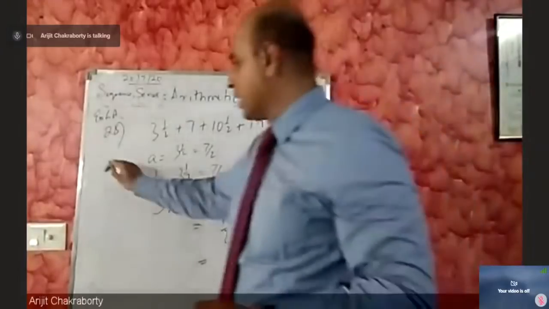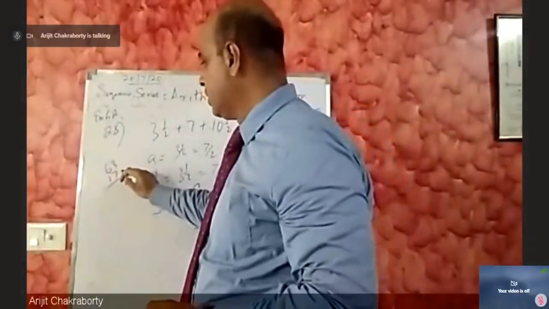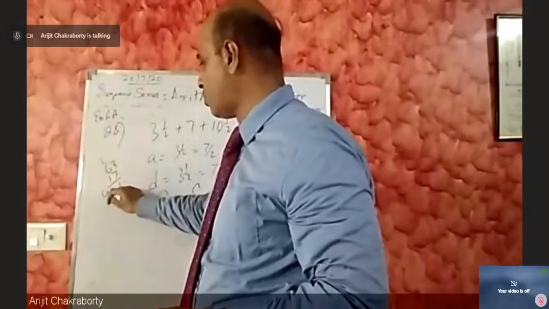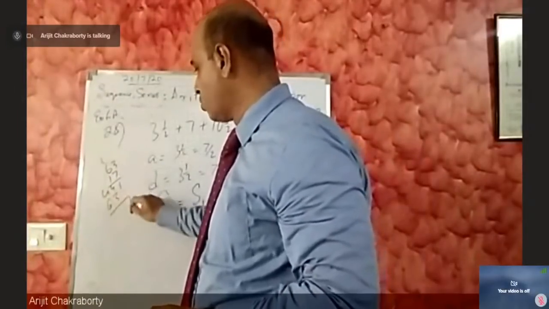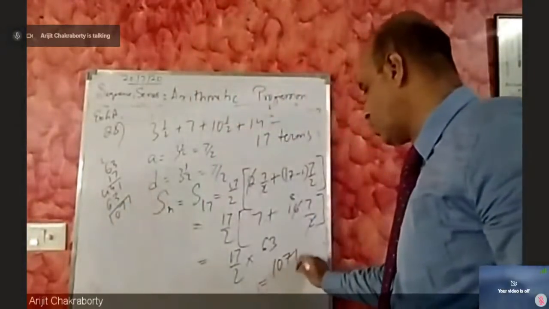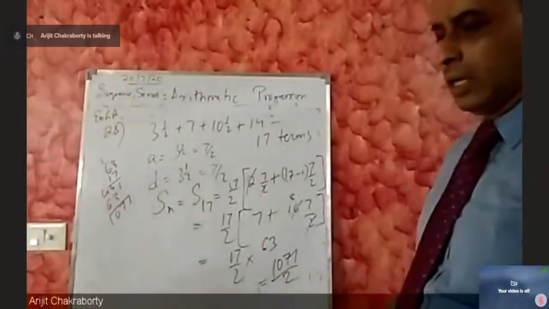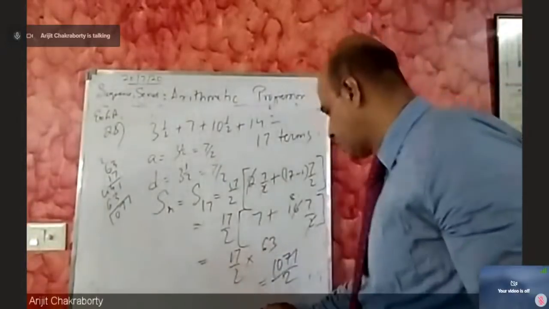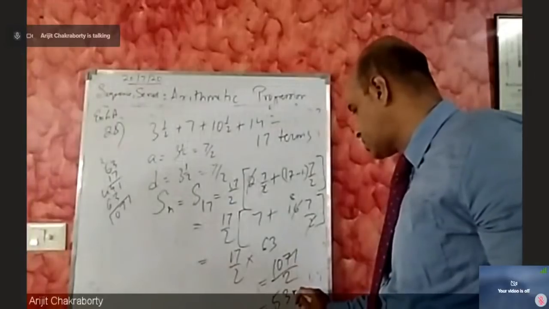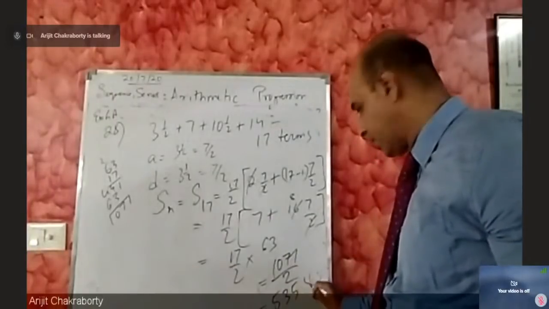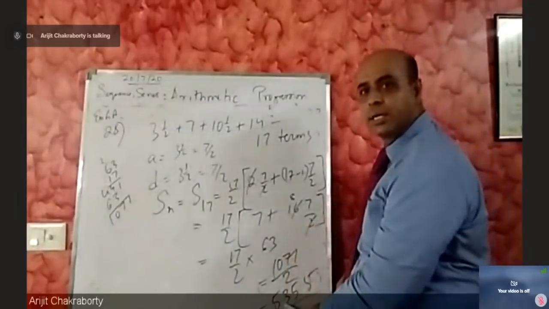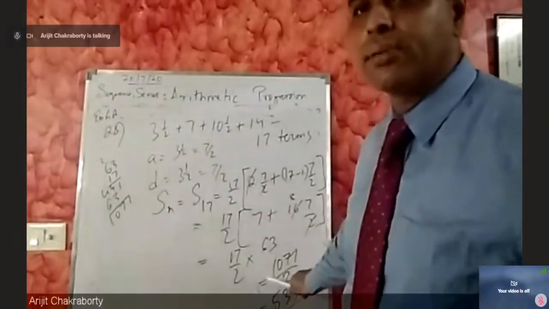63 into 17, let's do 63 into 17. 7 3s are 21, carry 2; 6 7s are 42, 44, and 63. So 1, 7, 1, 0. So you have 1071 by 2. 1071 by 2 becomes 535.5. Yes, you get 535.5. So the answer comes to 535.5.